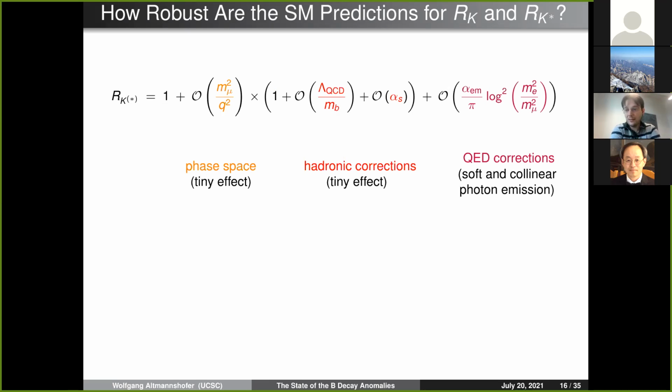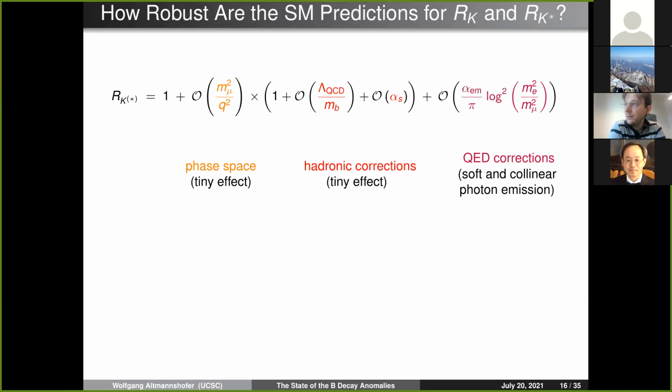Probably the largest concern in the prediction for Rk and Rkstar would be QED corrections. Because electrons and muons have different masses, they radiate photons in a non-universal way. Electrons radiate much more photons than muons, and very naively one could write that QED corrects in the following way. One would have some alpha electromagnetic over pi, and then potentially a double logarithm of something like electron mass squared over muon mass squared. And in reality, that's actually not what happens.